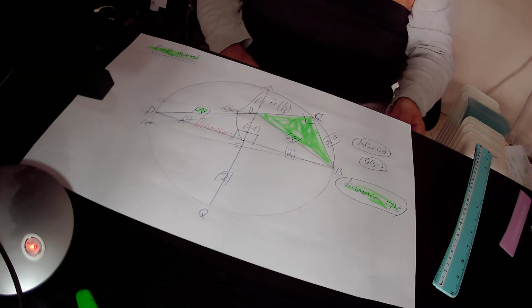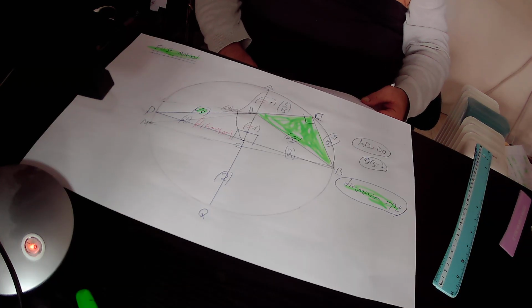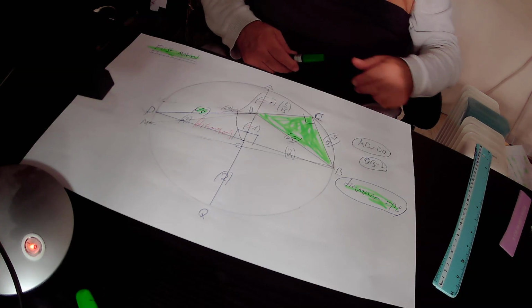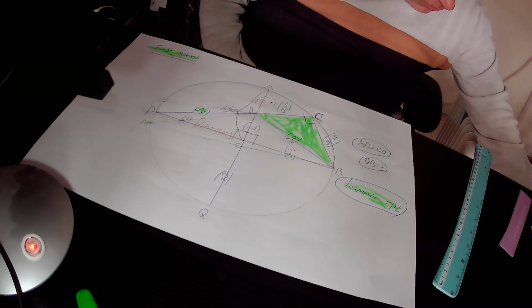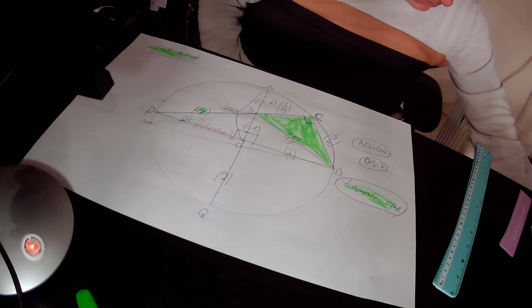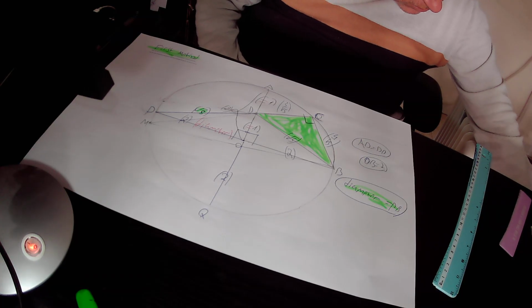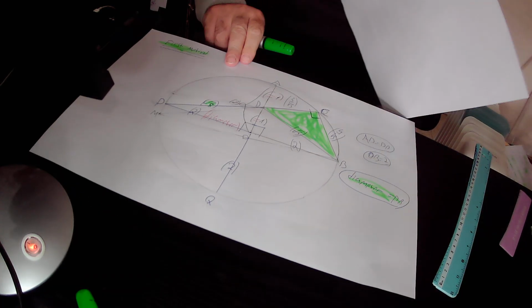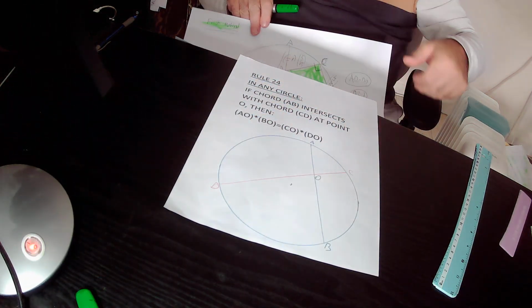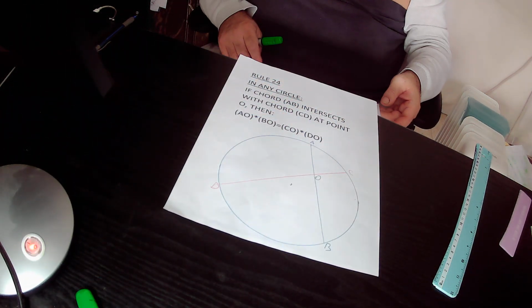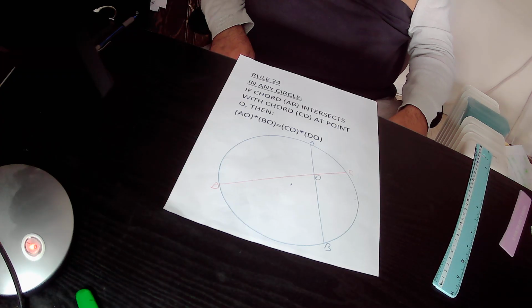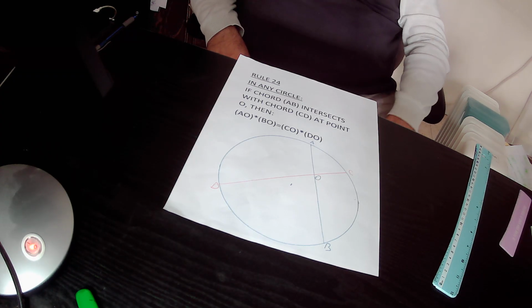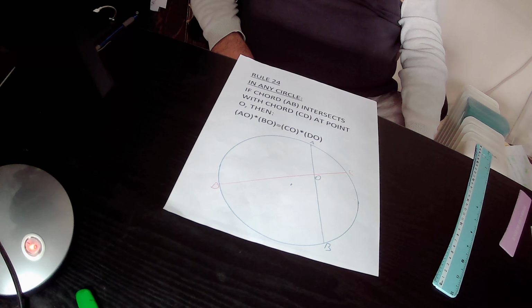In the next step, we implement all 24 in our drawing. Let's paint quickly on all 24. According to all 24, in any circle, if a chord AB intersects with chord CD at point O, then the following equation is true: AO times BO equals CO times DO.